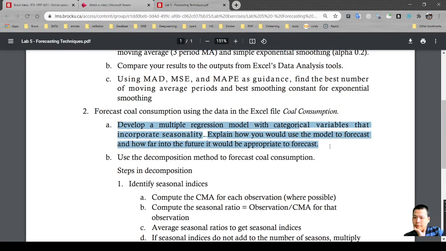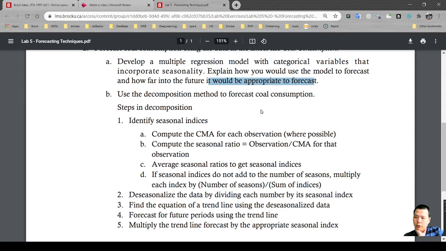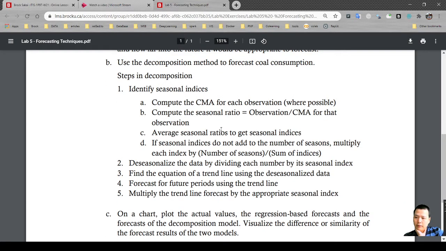So, this prediction is based on a dummy variable to do the forecasting, right? And we have another way to do that, called the decomposition method. The decomposition method is a little bit complex. We have several steps, but just follow the steps one by one, right?